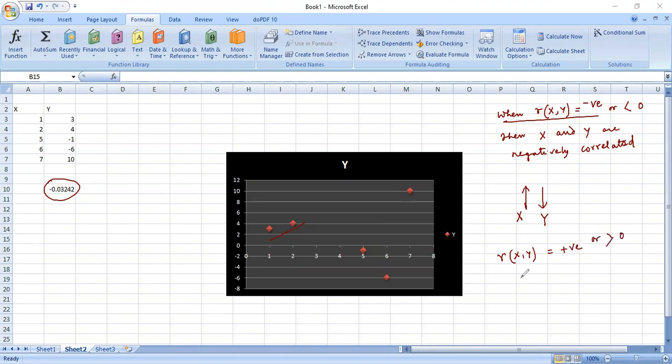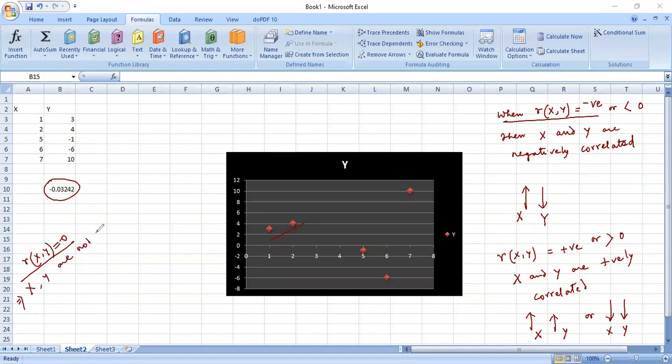When Rxy is positive, or greater than 0, then X and Y are positively correlated. By positive correlation, we mean either both of them are increasing or both of them are decreasing. That is called positive correlation. And when Rxy is equal to 0, this implies X and Y are not correlated. These three important points you are supposed to remember.